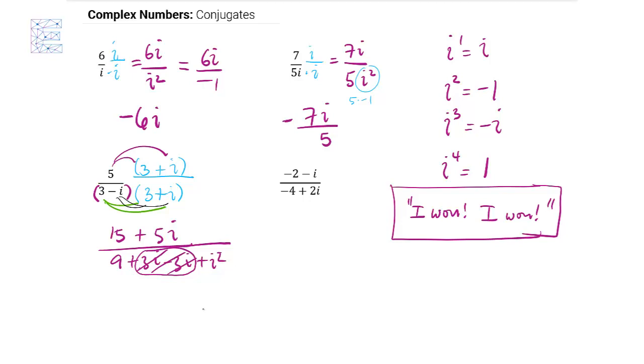Now, remember though that i squared is negative 1. So really this is a minus 1. And we can say 9 minus the 1 is 8. So our new denominator here is 8 with a numerator of 15 plus 5i.